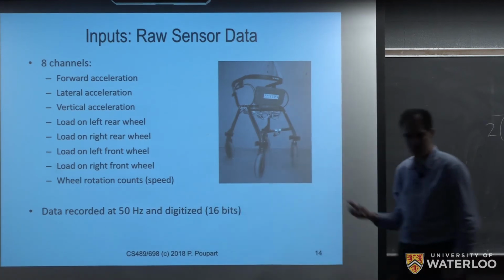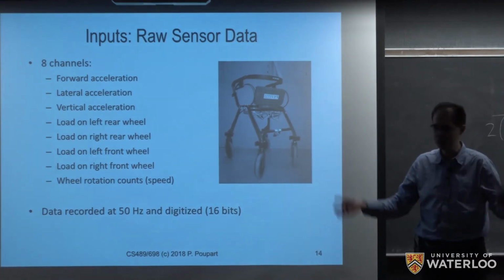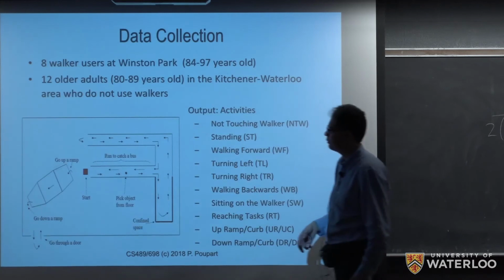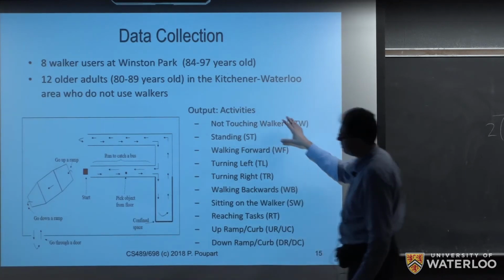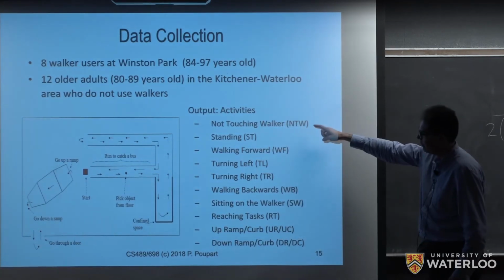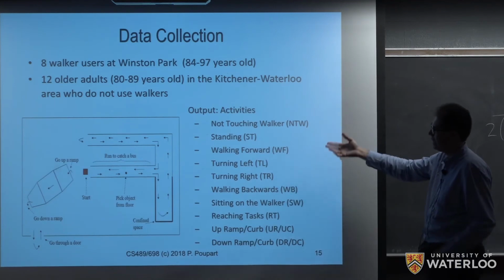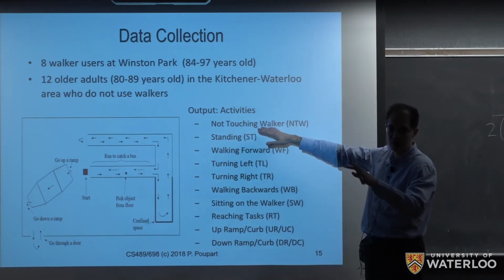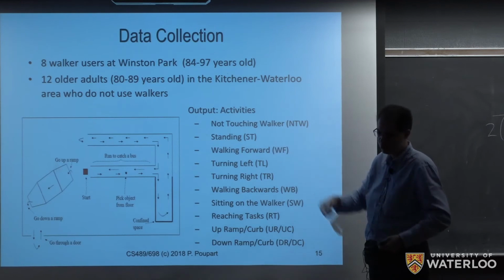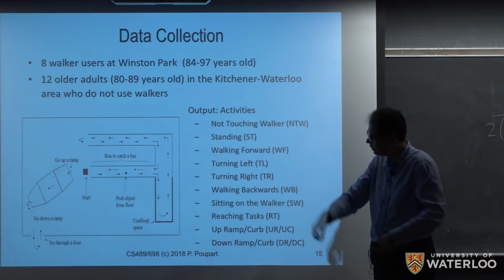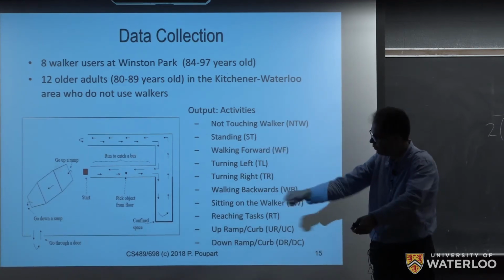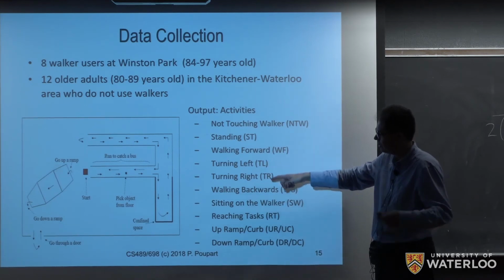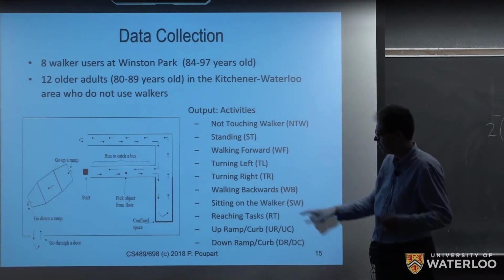And then we wanted to infer what is the person doing with the walker based on that information. So here what I mean by activities, the choices for activities were essentially that at any point in time, maybe the person is simply not touching the walker. The person could be standing while holding the walker. The person could be walking forward, turning left, turning right, walking backwards, sitting on a walker.